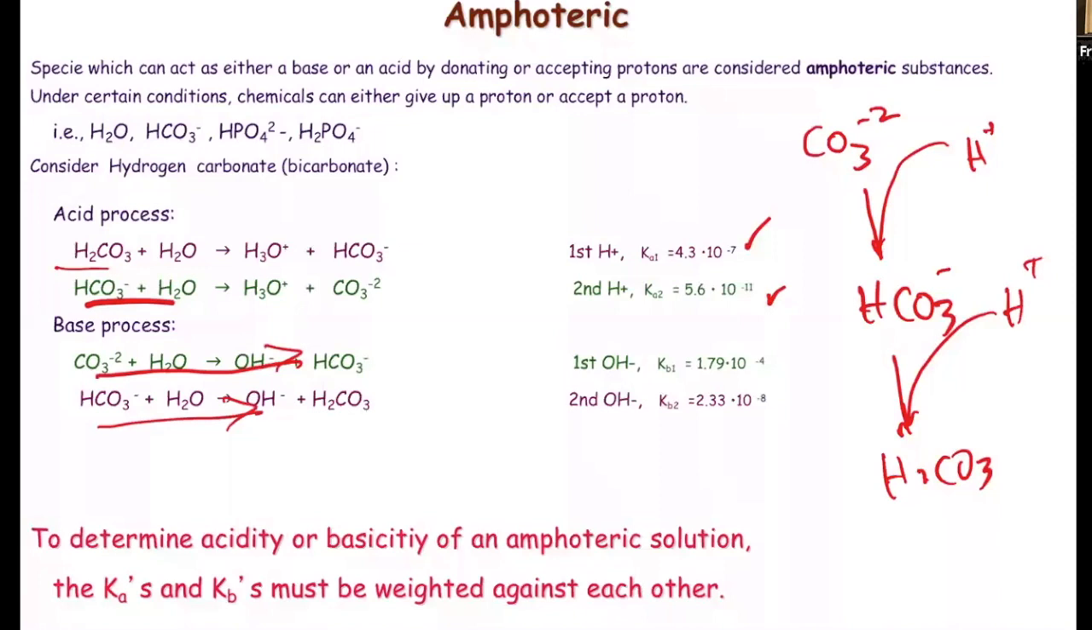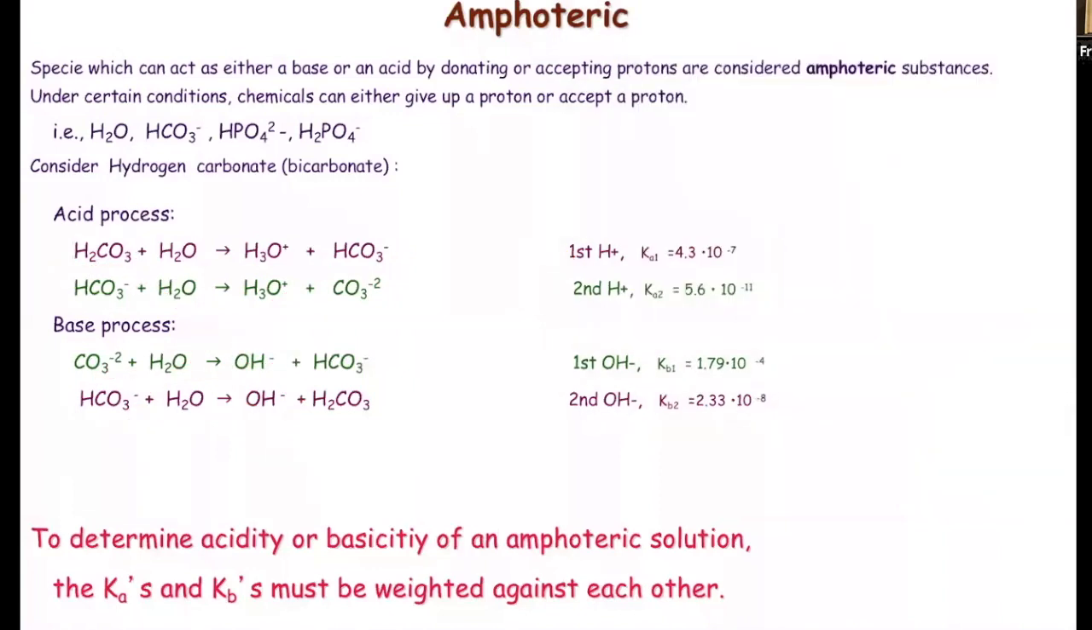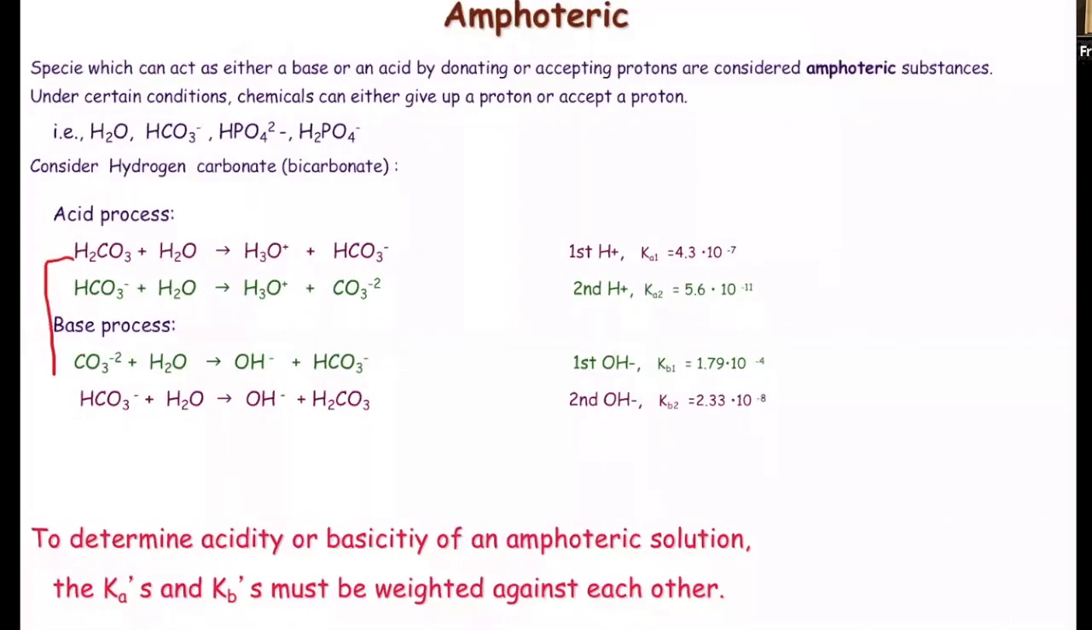If you take these two numbers right here, this is the first hydrogen coming off, and this is this number. These two reactions, let me clear this up, are basically the inverse of each other, via the one is producing hydronium, the other one's producing hydroxide. So this is a Ka because it's producing hydronium. This is a Kb because it's producing hydroxide.